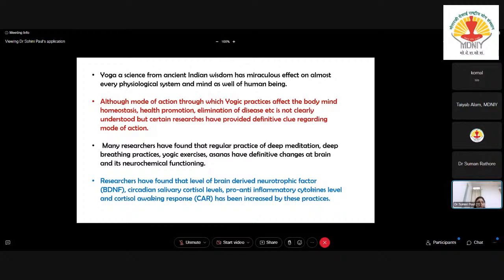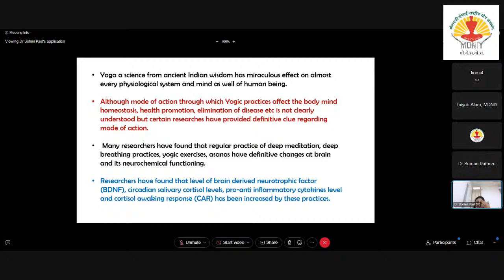So what happens is that an increased level of BDNF can be linked to increased neuroplasticity, and an increased level of CAR, the cortisol awakening response, can be related to an increased level of alertness, and that in turn can be related to the hippocampus, and so to brain integrity and functioning. So overall, our hypothalamic pituitary adrenal axis equilibrium has some role to play in this.